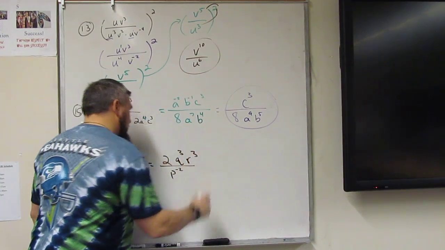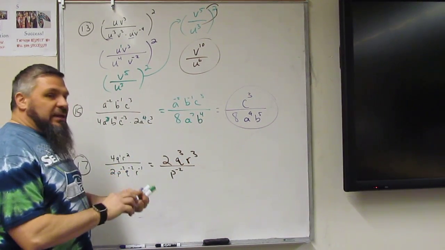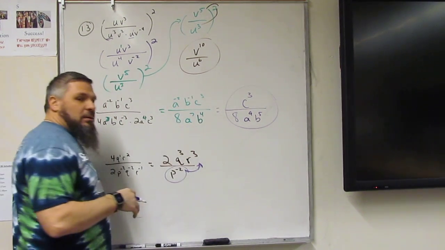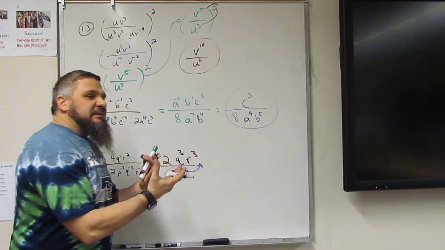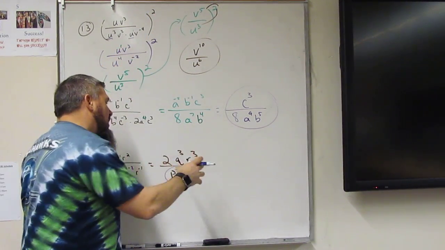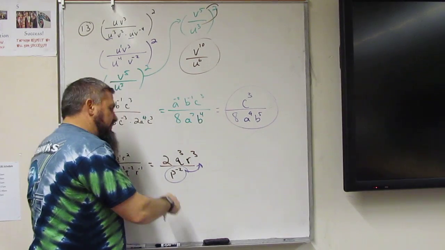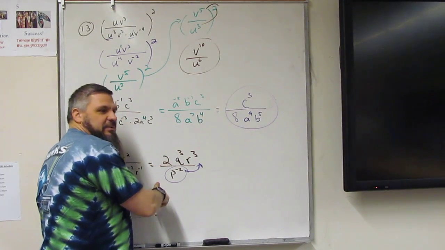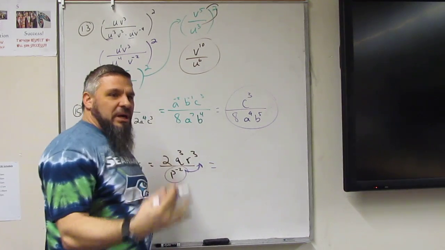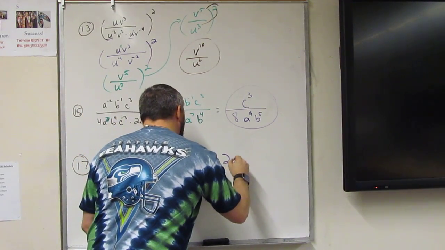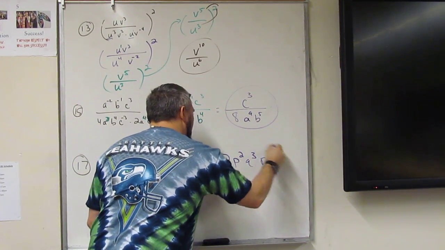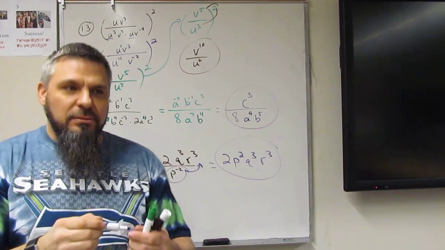Okay? Now, here's the thing. This can be moved up here. Right? That's the rule. I can take a negative and put it up and make it positive, or I can put it down and make it positive. If it was negative up here, I take it down here and make it positive. If it's negative down here, I put it up here and make it positive. So now I have 2p squared q to the 3 r to the 3, and we're done.